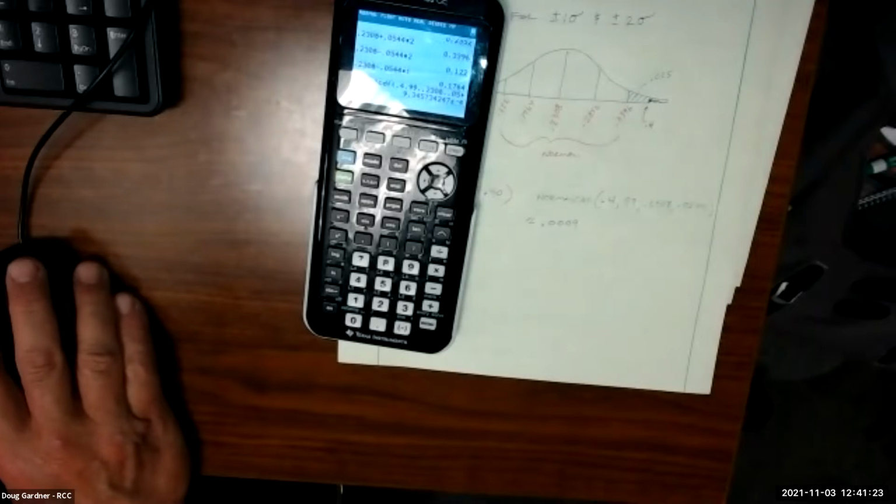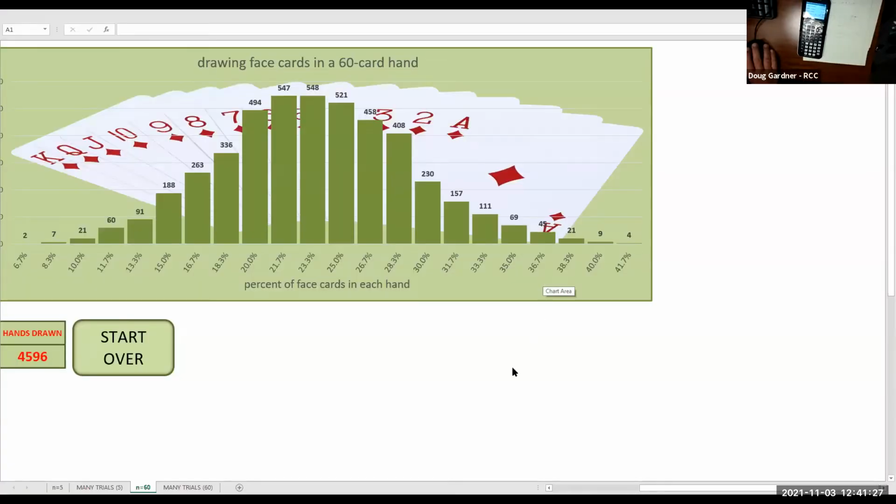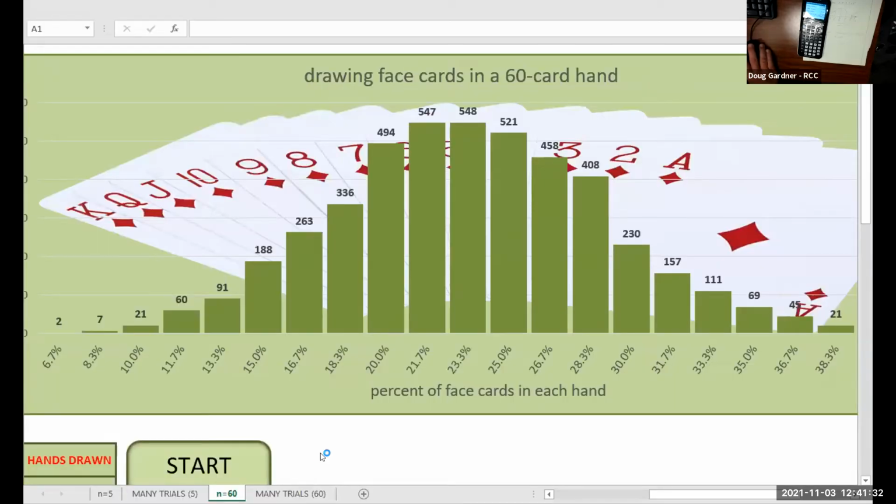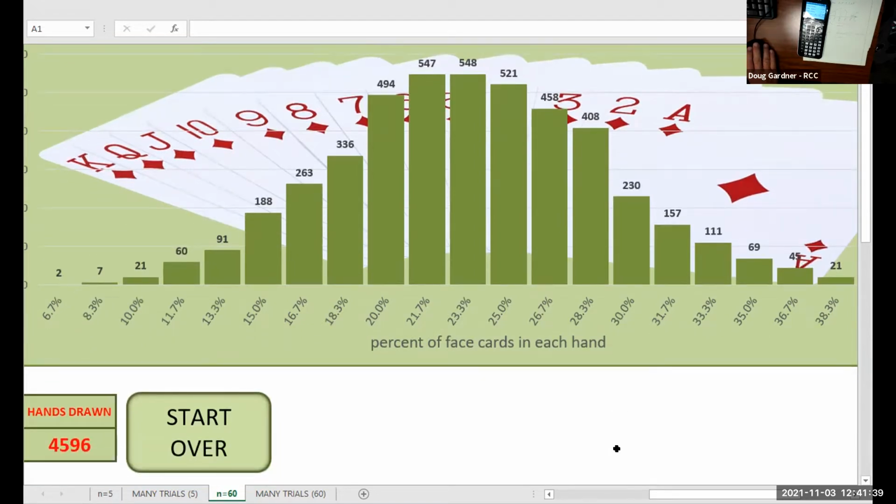If I go back to this screen over here, I can't see that very well, but notice that's 4,596 trials. So I'm taking that percentage in my calculator, it's still there, and I'm saying times 4,596. I got 4.2.